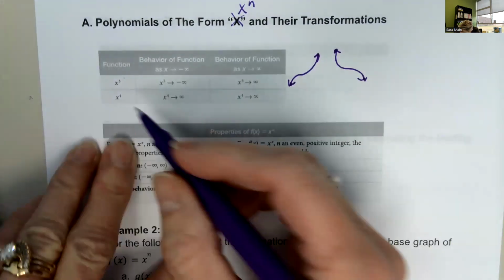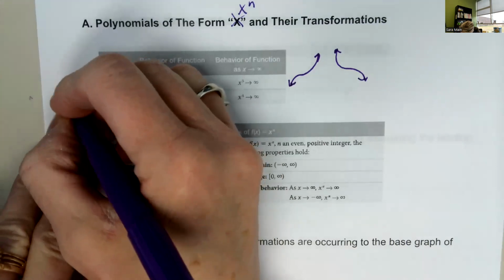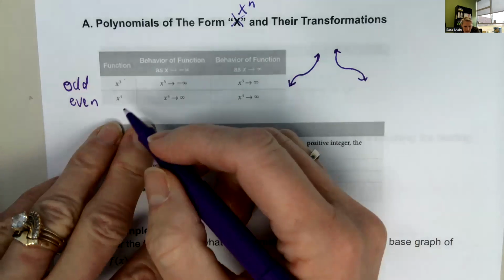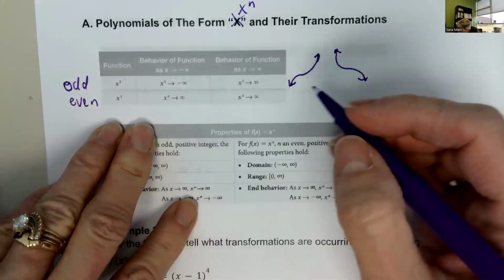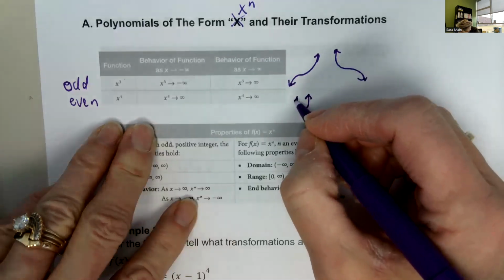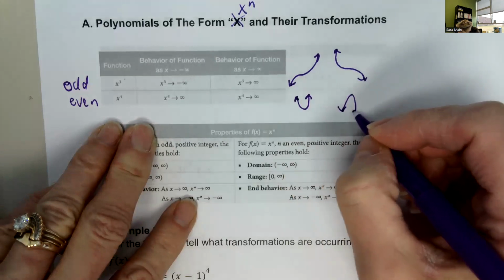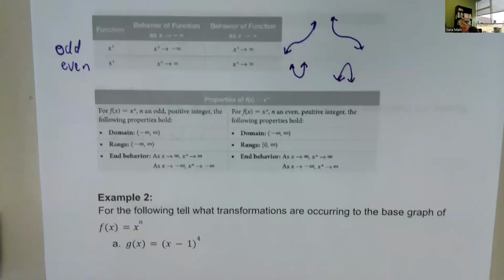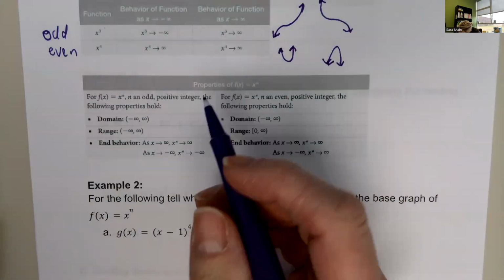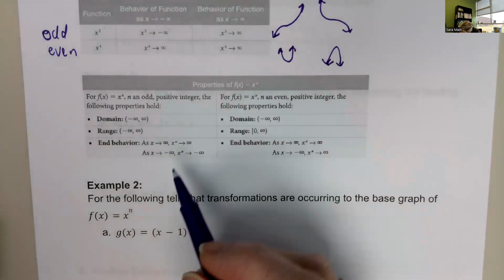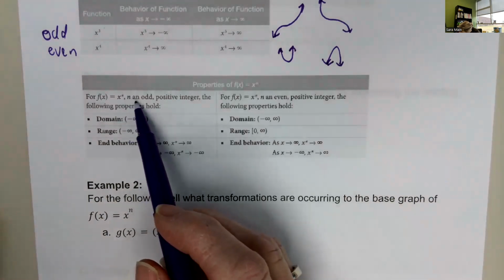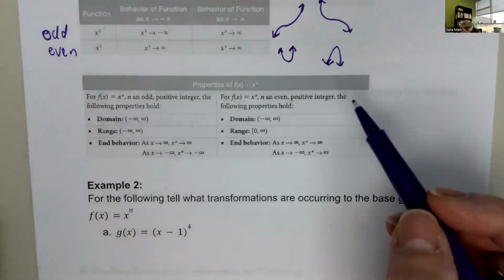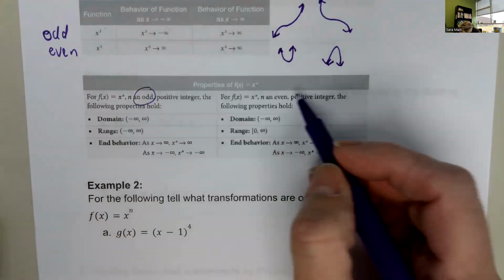When it's an even, so this one is odd, this one is even. When it's an even function, then they're going to be both shaped the same way. So either both up or both down. That's going to tell you that. And that's our end behavior. There's some other properties. When it's an odd, you can see that on the end behavior. I just drew that. And when it's even, so this is the odd and this is the even that I just drew up here.